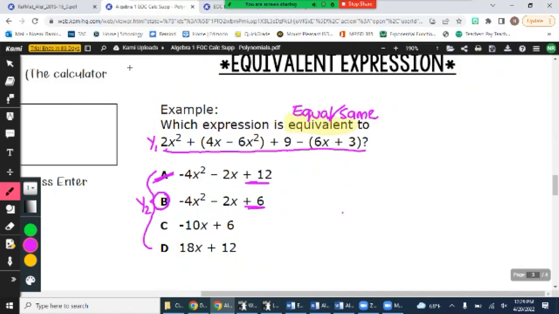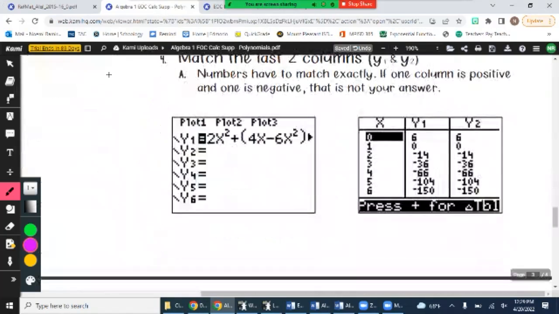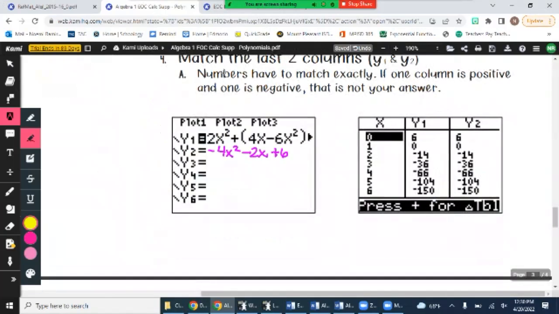Okay, so because I whited it out, we're going to write that answer choice B into Y2, because that is what we typed: negative 4x squared minus 2x plus 6, to get this table, and highlight those last 2 columns right there. And turn to the middle when you're ready.